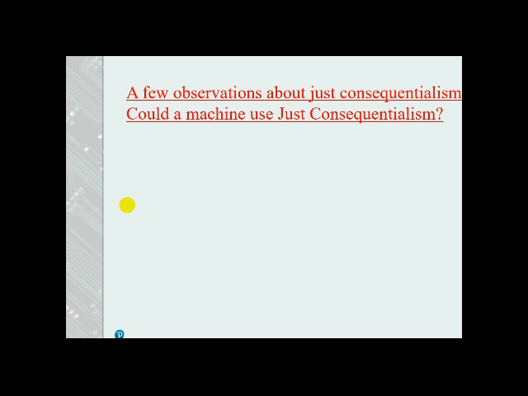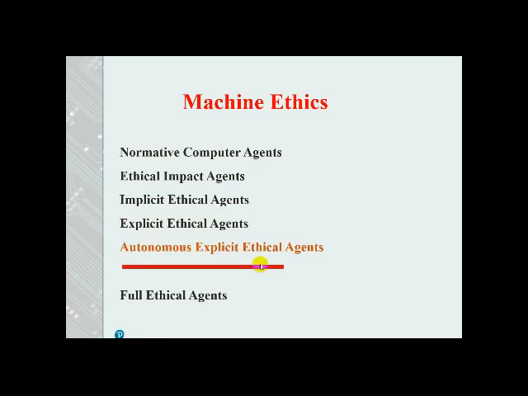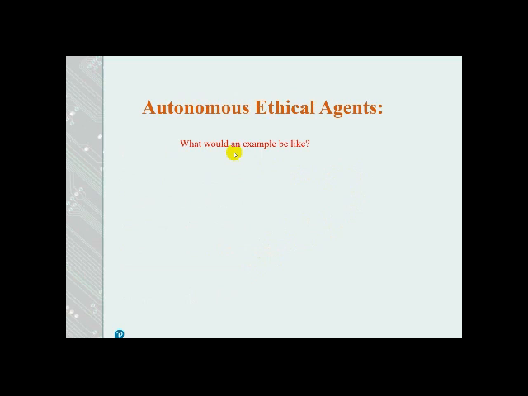Autonomous explicit ethical agent. What would an example be like? Machine ethical decision and action, not merely decision and action that are ethical, on a dynamic basis as it interacts with the environment. These agents are not conscious but are not made with canned responses to situations. They may learn and adapt their behavior.